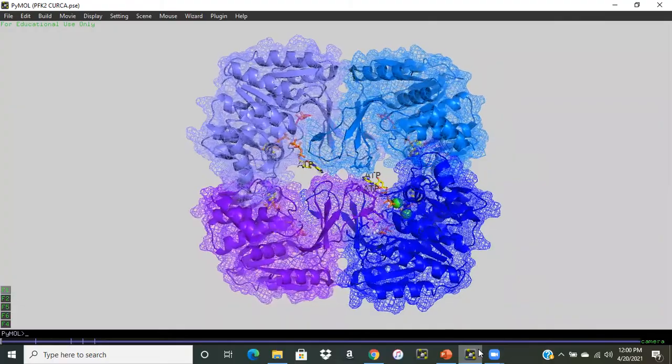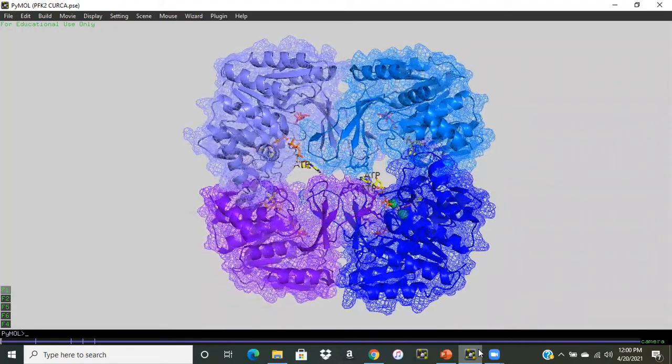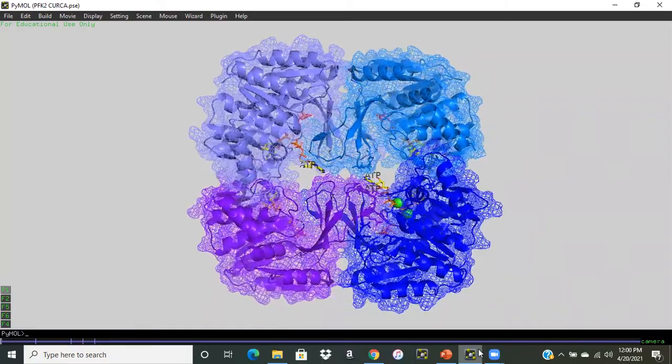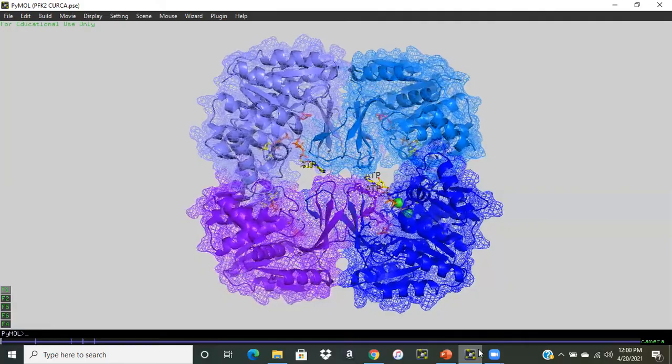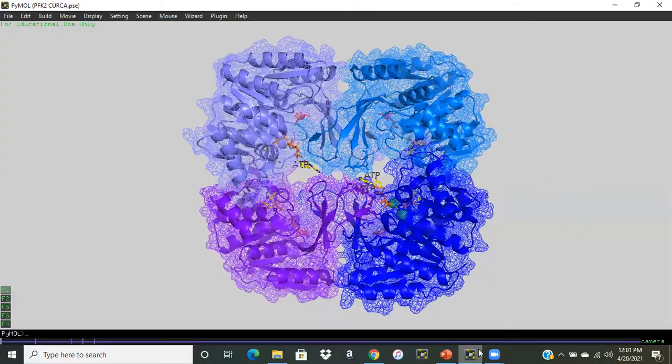This enzyme is known as a tetramer as it contains 4 subunits, each seen in different shades of blue. All of these subunits contain the active site and molecules like ATP and F6P, and this is where the phosphorylation reaction can occur.